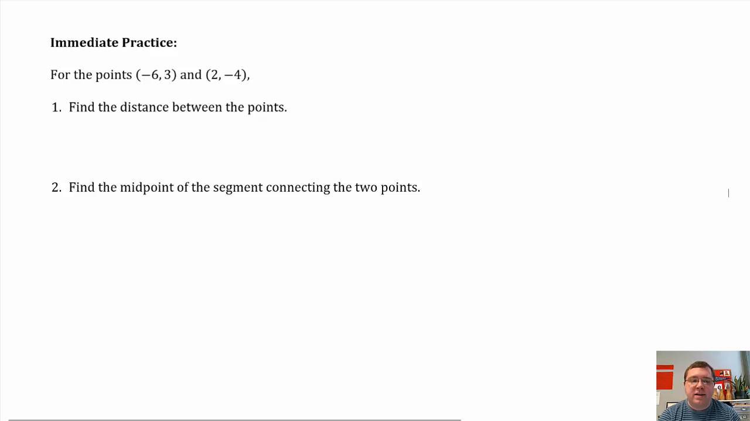And here are your immediate practice problems. Take the 2 points, (-6, 3) and (2, -4). Number 1, find the distance between the points. And number 2, find the midpoint of the segment connecting the 2 points. Show your work for both of the problems. And that's the end of sections 13.1 and 13.5.